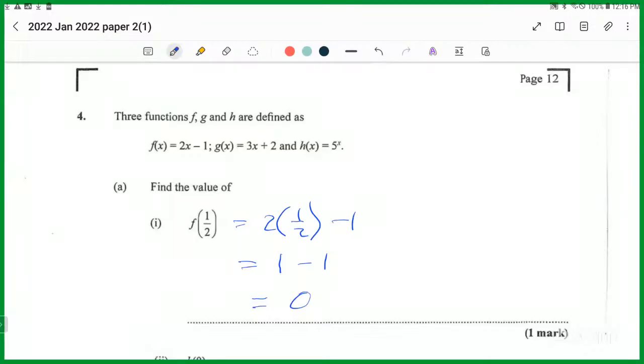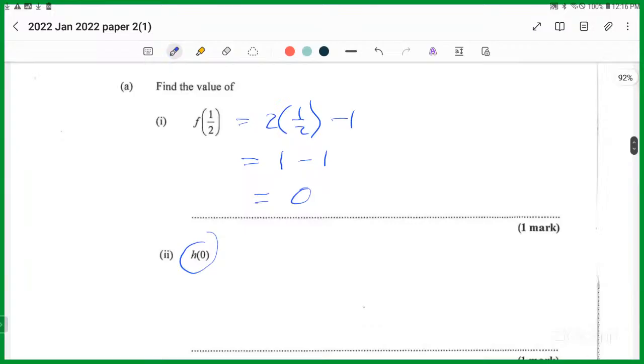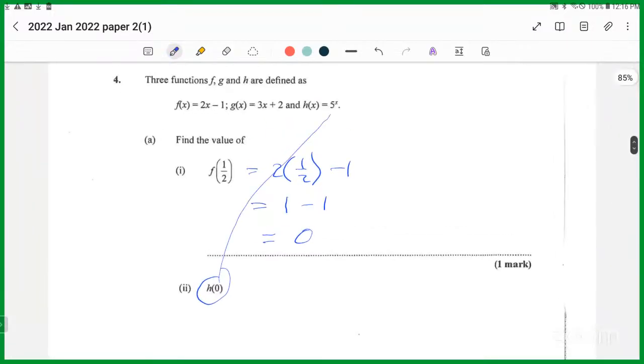Next part wants h of 0. Means I will plug in the 0 in the h function right here. Just do one like this. So any number raised to the power 0 is 1. So this h of 0 becomes 5 to the 0. And 5 to the 0 is 1.